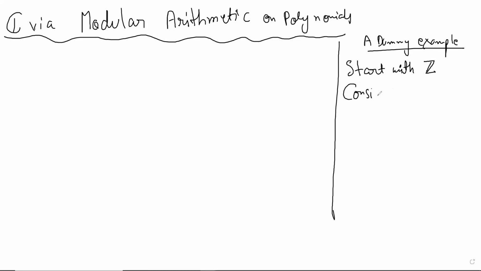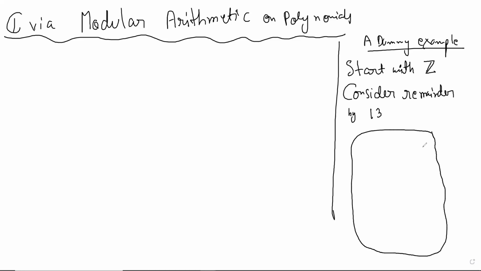Consider a remainder by anything, doesn't matter. Let's say by 13. When you do this, then your set of integers gets partitioned into classes, right?